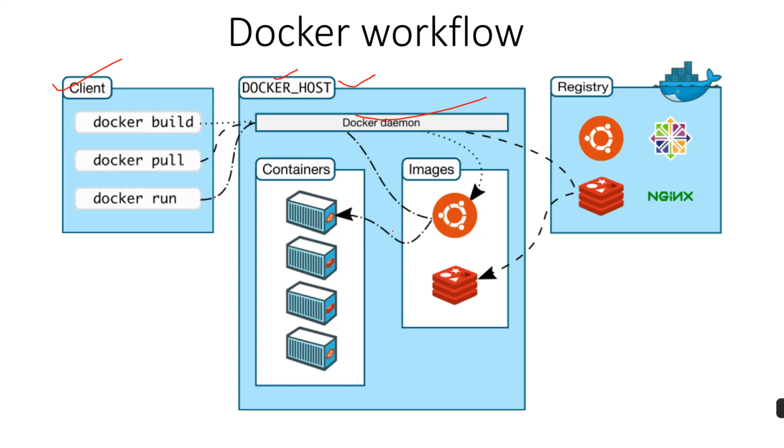And on top of the Docker host machine, there is a Docker daemon. Above the Docker daemon, the images and containers are running. And you can see this is the registry, Docker registry. Let it be Docker Hub or ECR. You can consider anything as a Docker registry. So let's understand the complete flow.